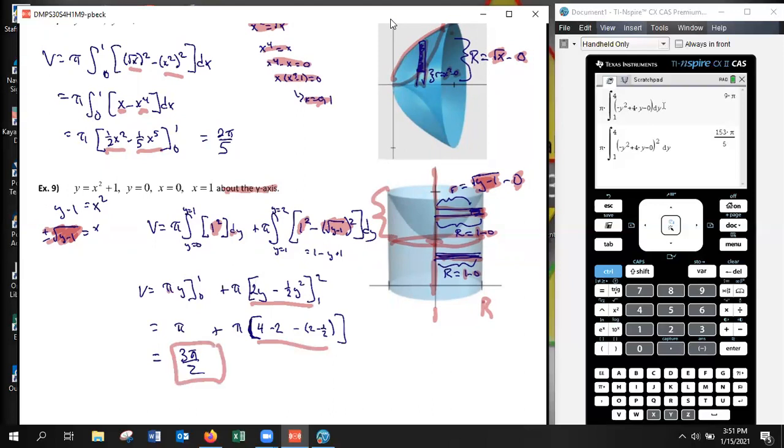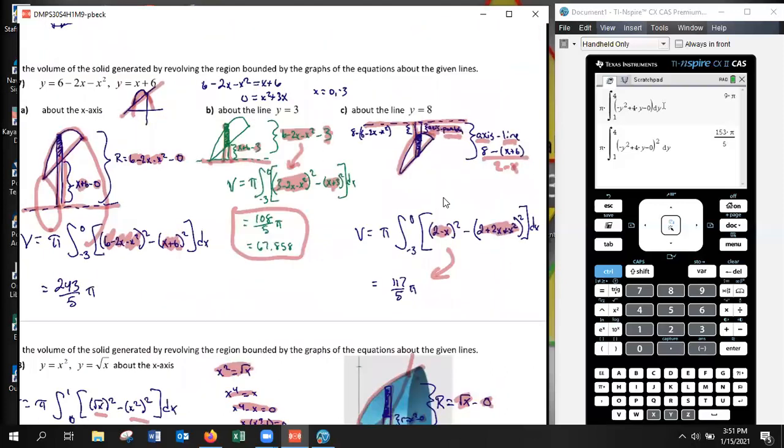Hopefully this was very informative to you. One of the biggest things is for you to be able to visualize and articulate what's my outer radius, what's my inner radius. Radius is always found by upper minus lower. So that upper minus lower could be function minus axis or axis minus function based off of which one is upper, which one's lower. If we revolve around a vertical line, same thing, right minus left. That could be function minus axis or axis minus function based off of which one is the right function and which one is the left function.